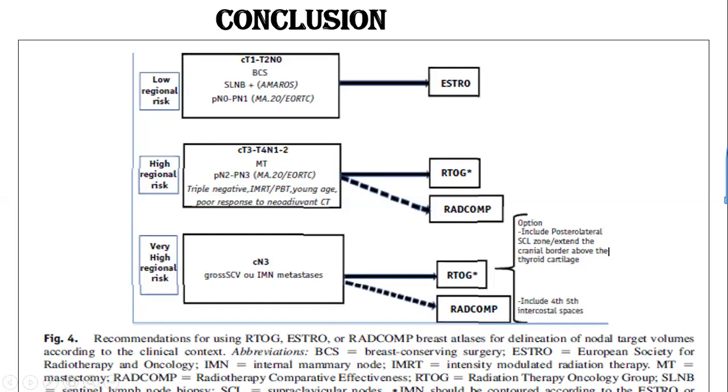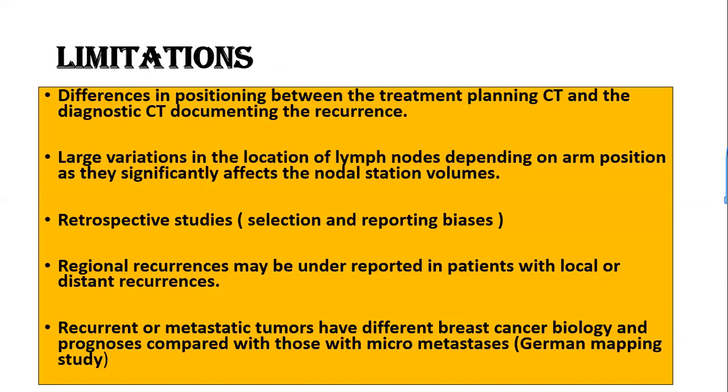However, there are limitations in all the studies we have discussed on the locoregional pattern, all the studies that the TRON group has reviewed. The thing is that there is a difference in the positioning between the treatment planning CT and the diagnostic CT which has documented our recurrence. Especially the arm position is very important. Even a slight difference in arm position between our planning CT and the diagnostic CT will largely influence the nodal station volumes.